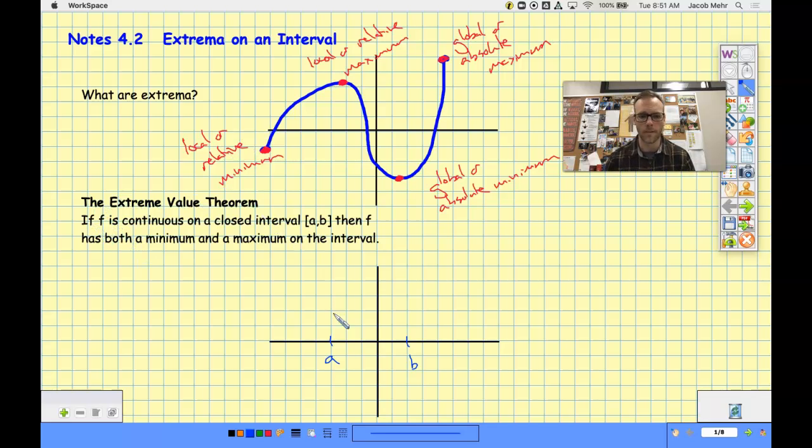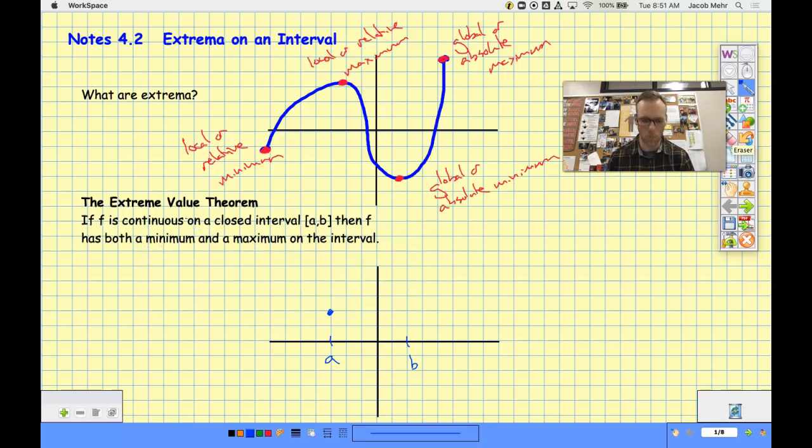So it says if f, and let me just draw a function that meets that criteria, closed interval, continuous function. If f is continuous on a closed interval [a, b], then f has a minimum and a maximum on the interval. Does this have a minimum? Yes, right here. It is the absolute minimum. It also has a local or relative minimum right there. Does it have a maximum? Yep, its maximum is probably right about there, its highest point. So what the extreme value theorem says is this is true for any function that's continuous on a closed interval.